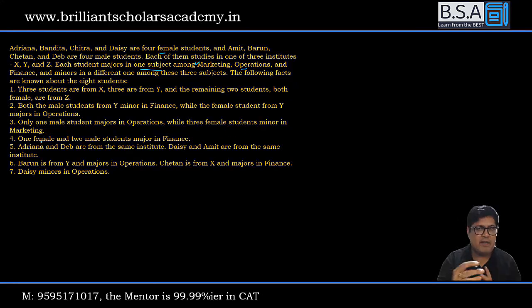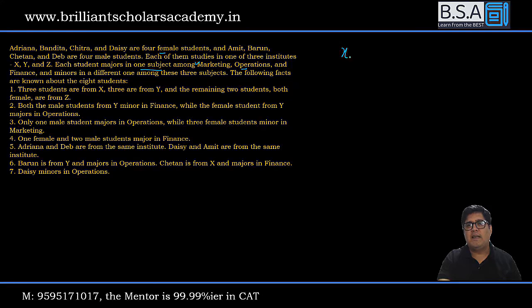Only one male student majors in operation, while 3 female students minor in marketing. So a lot of information is there. Major, minor, male, female, college name is also given in between, and so on and so forth. So once you read that, what is the intuitive way to solve? You treat it as an arrangement set or a distribution set.